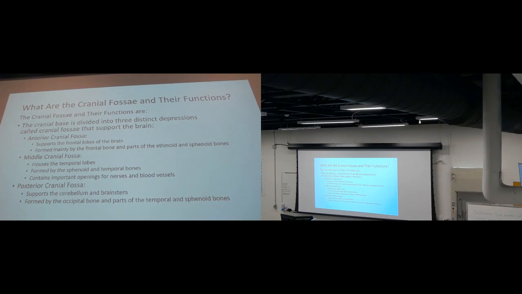And in this middle cranial fossa, we have a lot of openings through which nerves and blood vessels pass through. Now, the posterior cranial fossa is mainly made by the occipital bone, but also parts of the temporal and the sphenoid. And in here, we have the support of the cerebellum and the brainstem.